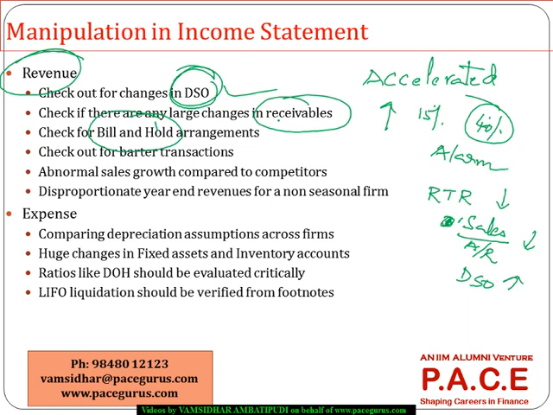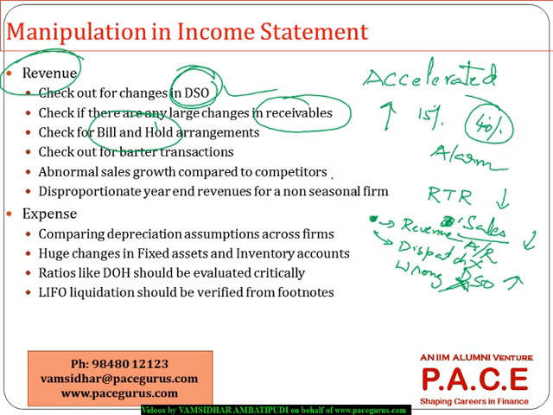Bill and hold arrangement. I have billed my customer, so when I have billed my customer, obviously I can recognize it as a revenue, right? But I did not dispatch the goods. Bill and hold. I did not dispatch the goods, or I have dispatched it to a wrong location, so that next year at the beginning of the next financial year I will dispatch it.